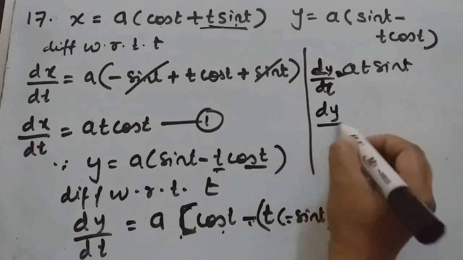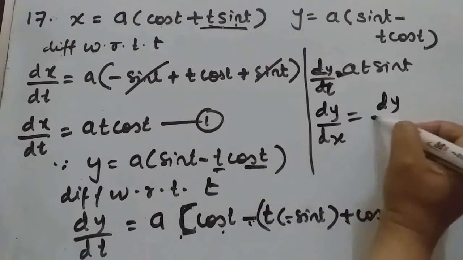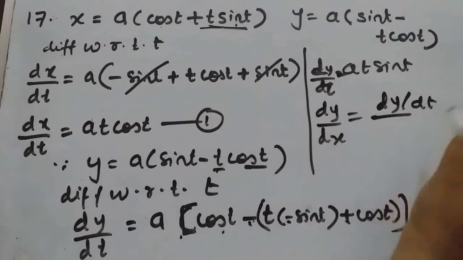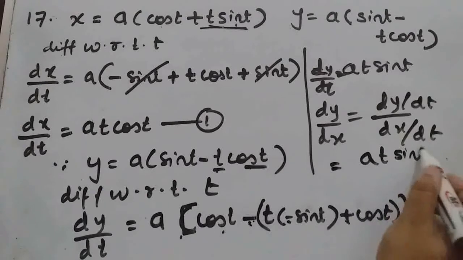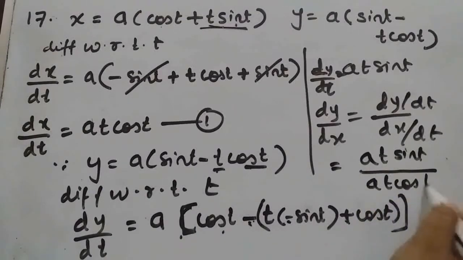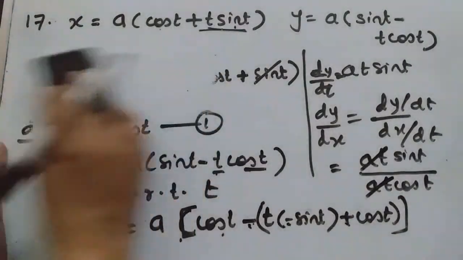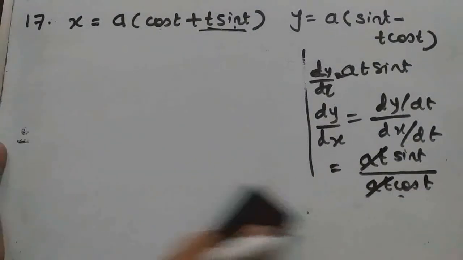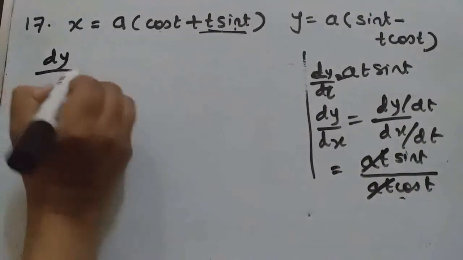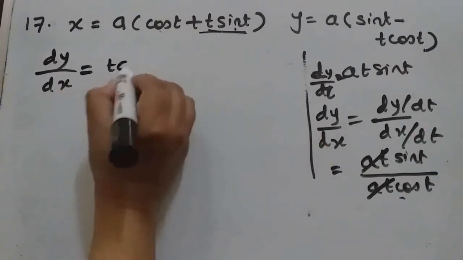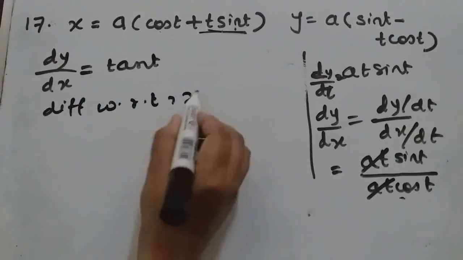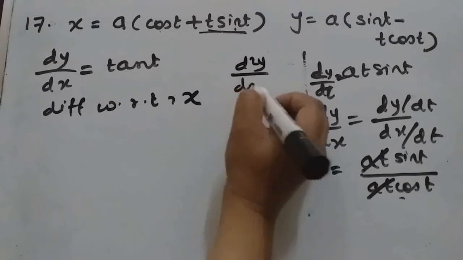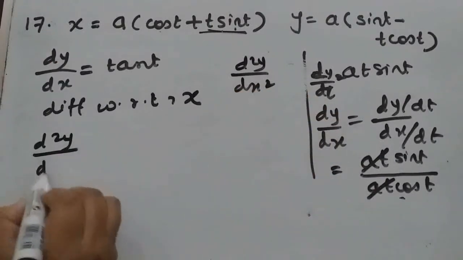So dy by dx will be what? Dy by dt divided by dx by dt. So dy by dt is a t sin t, over a t cos t. So a t will go. Answer is tan t. So dy by dx we got here tan t. Okay. Now differentiate with respect to x. Why x? Because we should find d square y by dx square. So d square y by dx square.